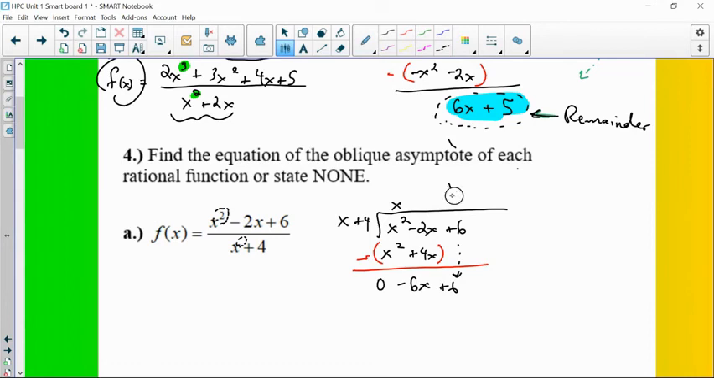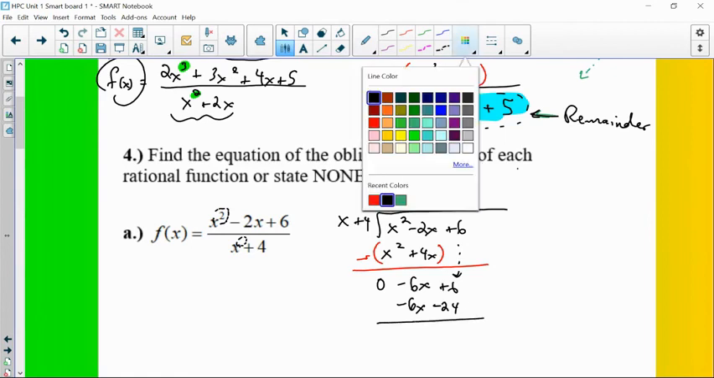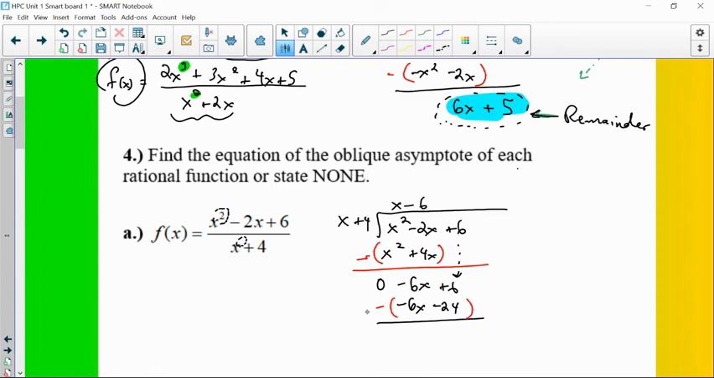So then you think about, okay, so x goes into negative 6x, negative 6 times. Negative 6 times x is negative 6x. Negative 6 times 4 is negative 24. And then don't forget, one more time, we subtract. So negative 6x minus negative 6x is 0. And then 6 minus a negative 24 actually becomes plus 30.